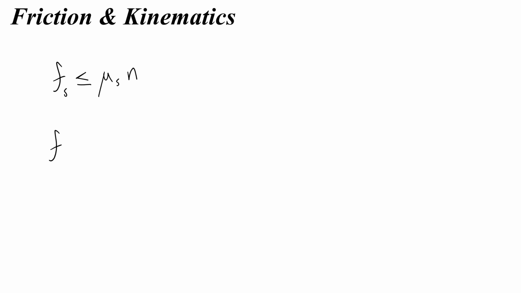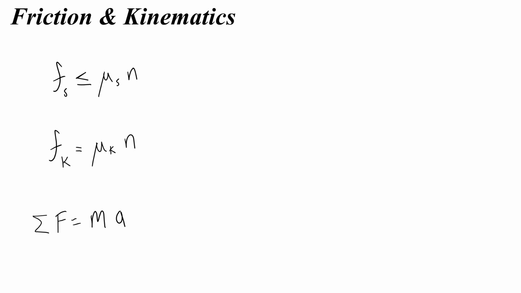Kinetic friction is a value that does not vary, and it is simply always equal to mu k, the kinetic coefficient of friction, times the normal force. So these are our two friction equations. Now, force relates to motion through our net force equation, sigma F equals ma.